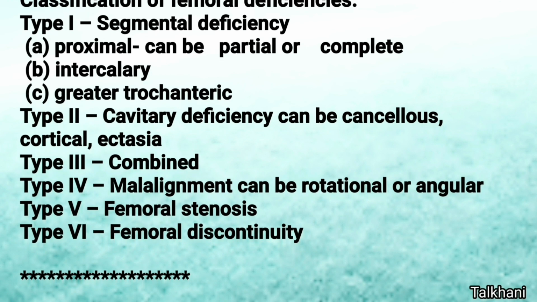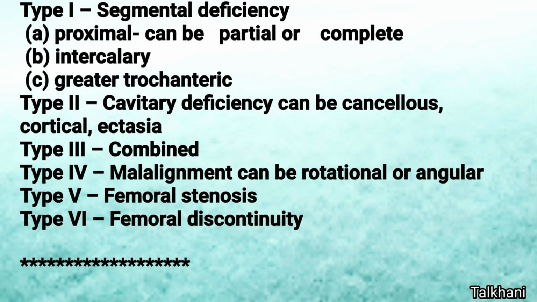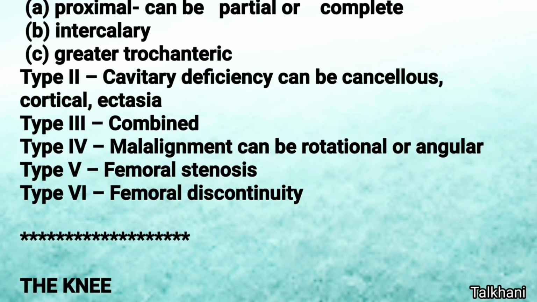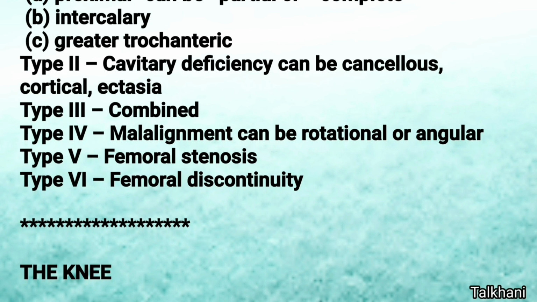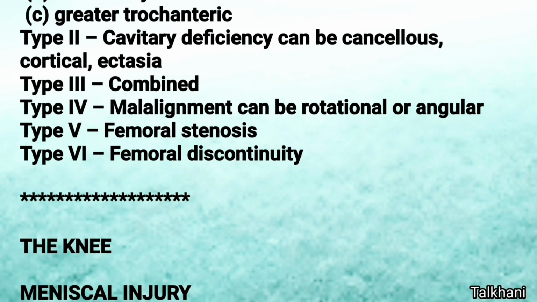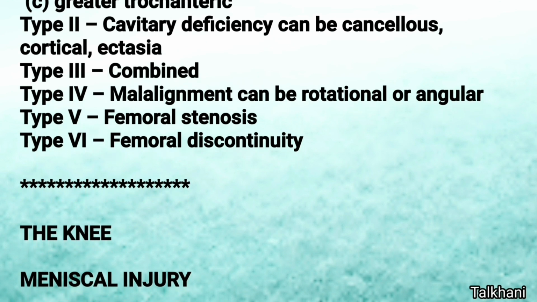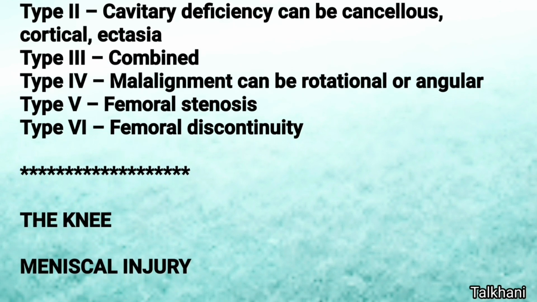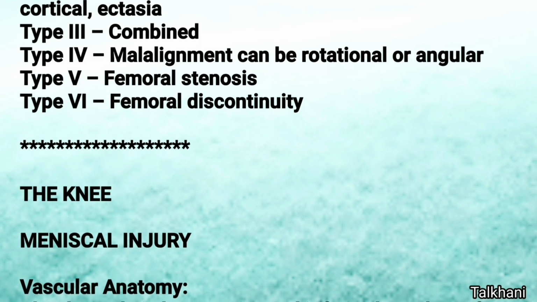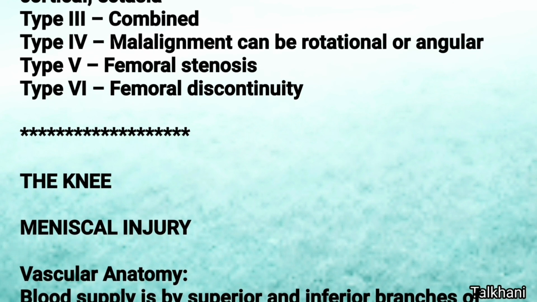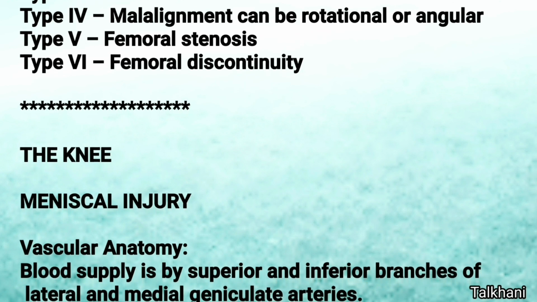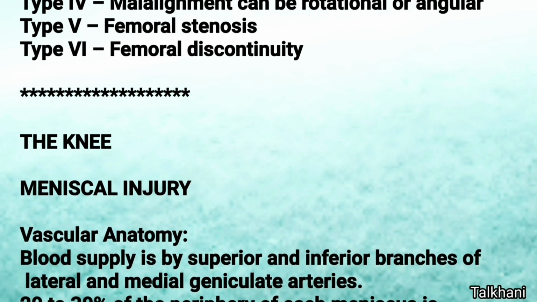Classification of femoral deficiencies are as follows. Type 1, segmental deficiency. A, proximal can be partial or complete. B, intercalary, or C, greater trochanteric segmental deficiency. Type 2, cavitary deficiency can be cancellous, cortical, or ectasia. Type 3, combined segmental and cavitary deficiency. Type 4, malalignment can be rotational or angular. Type 5, femoral stenosis. Type 6, femoral discontinuity.